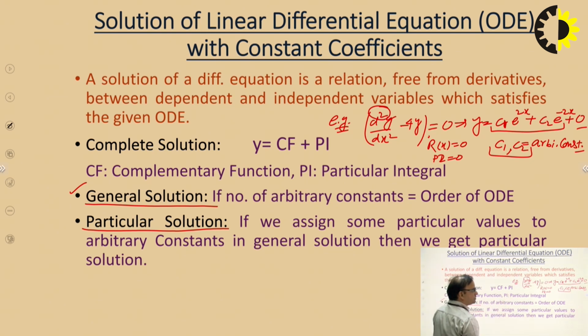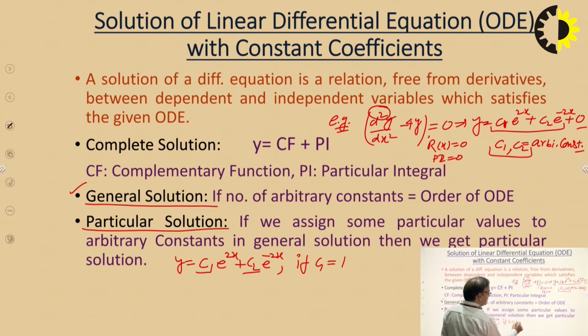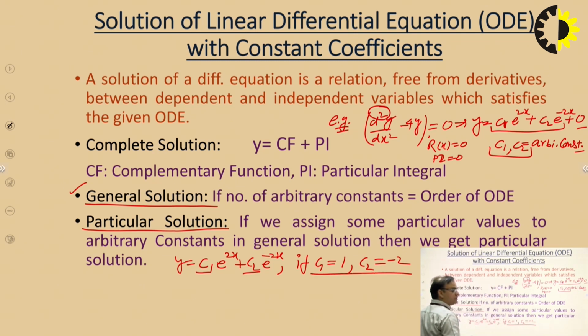Like the given solution above, y is equal to c1 e raised to power 2x plus c2 e raised to power minus 2x. So in this case we have two arbitrary constants. Suppose c1 is equal to 1 and c2 is equal to minus 2. For instance, we are taking these values because these values are determined with the given conditions. So if we put this in this solution, in place of c1 we are writing 1.